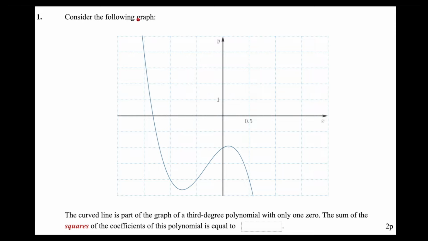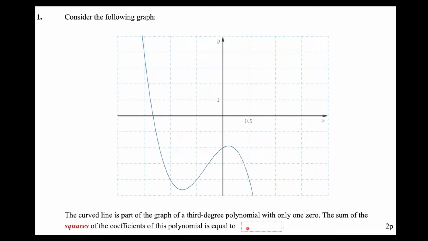So consider the following graph. The curved line is part of the graph of a third degree polynomial with only one zero. Yes? So I am telling you, don't worry about if this is coming back and hits this one. No, this is not happening. The sum of the squares of the coefficients of this polynomial is equal to. Okay, so be careful about these things.